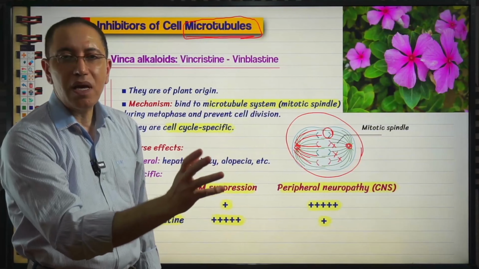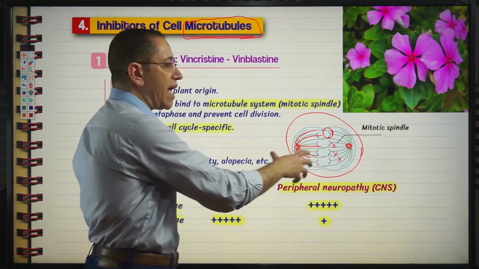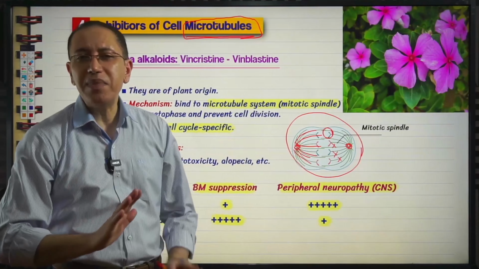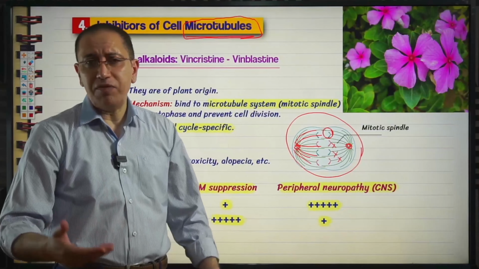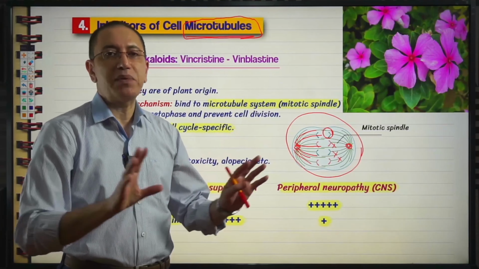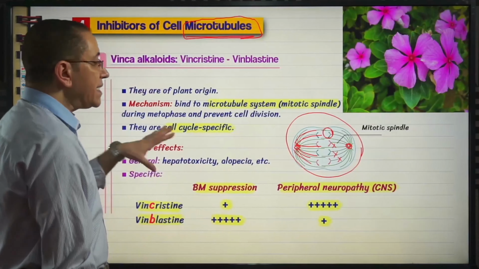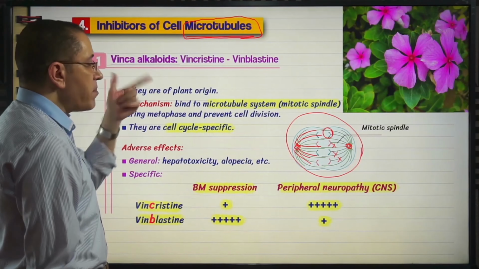Don't bother with details. They just inhibit microtubules during metaphase. Accordingly, they prevent cell division. This mechanism can work in animal cells, plant cells, or cancer cells, depending on what cell type you choose. Before we get into details, I want to clarify something important.